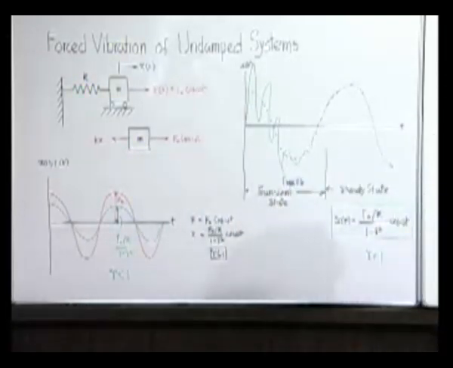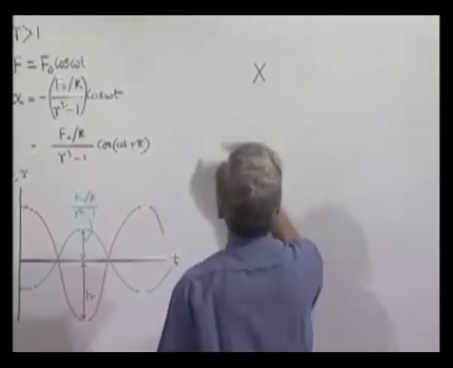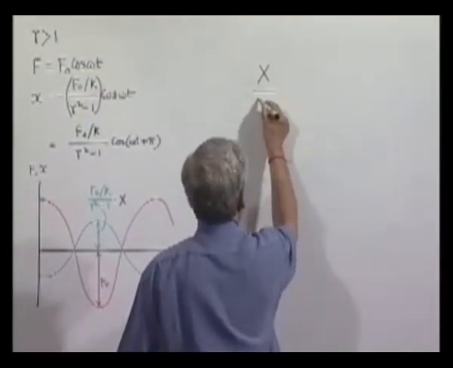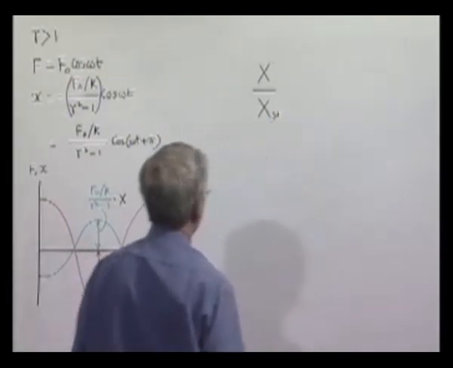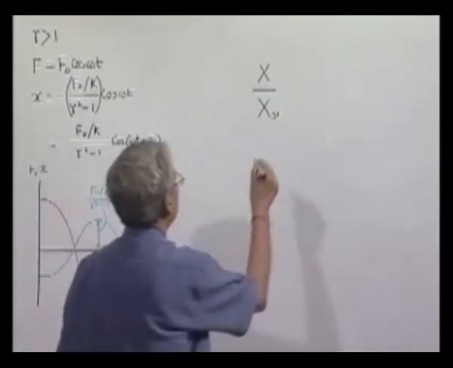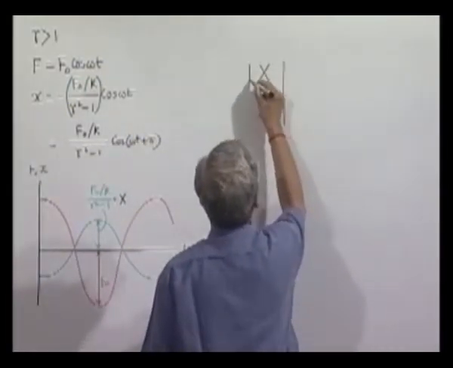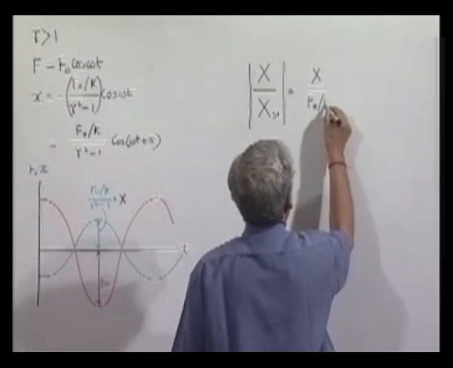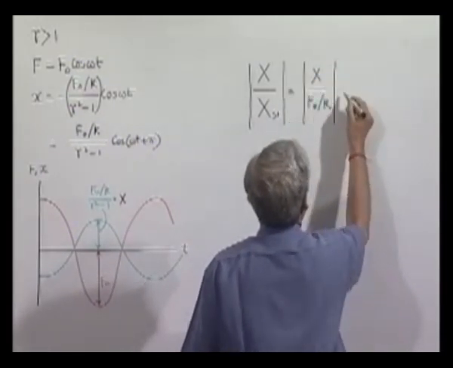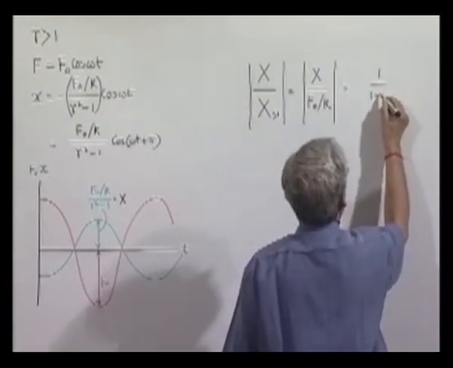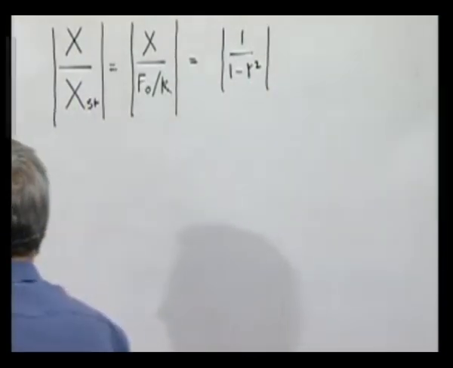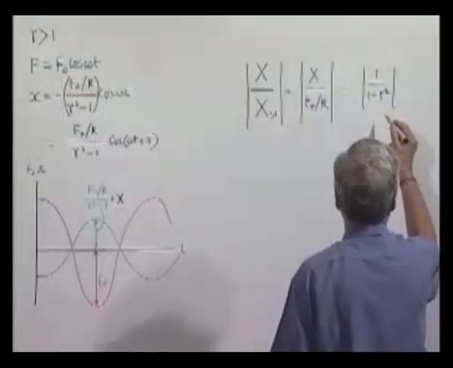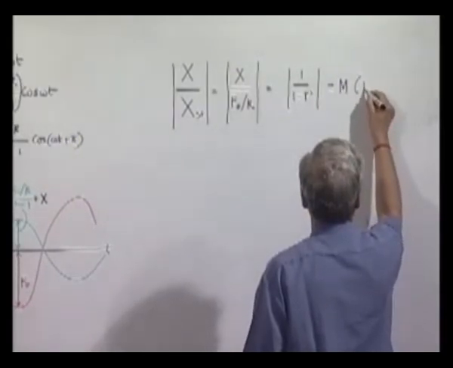So for this, that means this ratio, the amplitude of oscillation divided by the displacement which is static when the force is statically applied, and we take its magnitude, that is x divided by F0 by k magnitude, is nothing but, as can be seen here, this is x. x divided by F0 by k is nothing but 1 by 1 minus r square. This is called M, or the magnification factor.